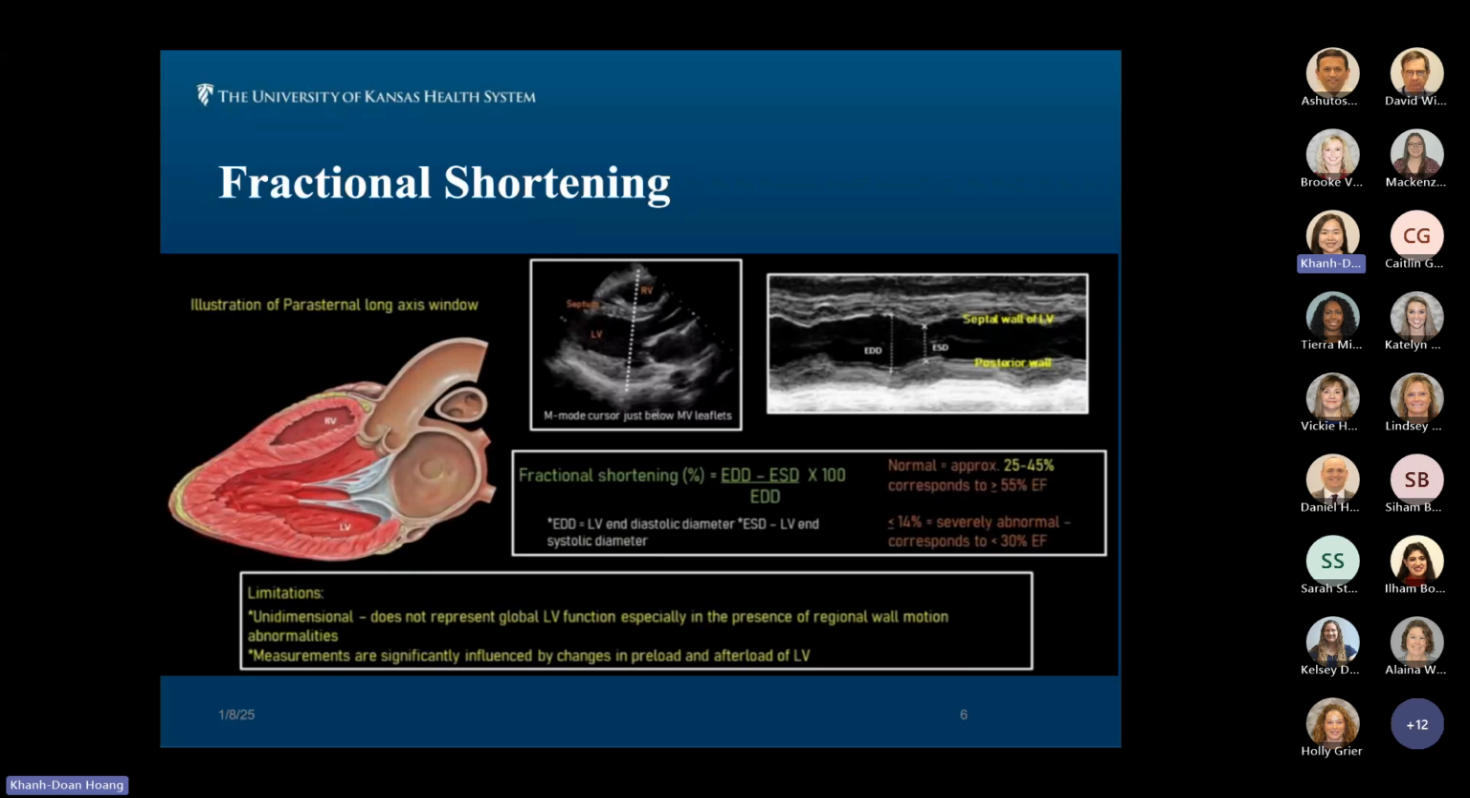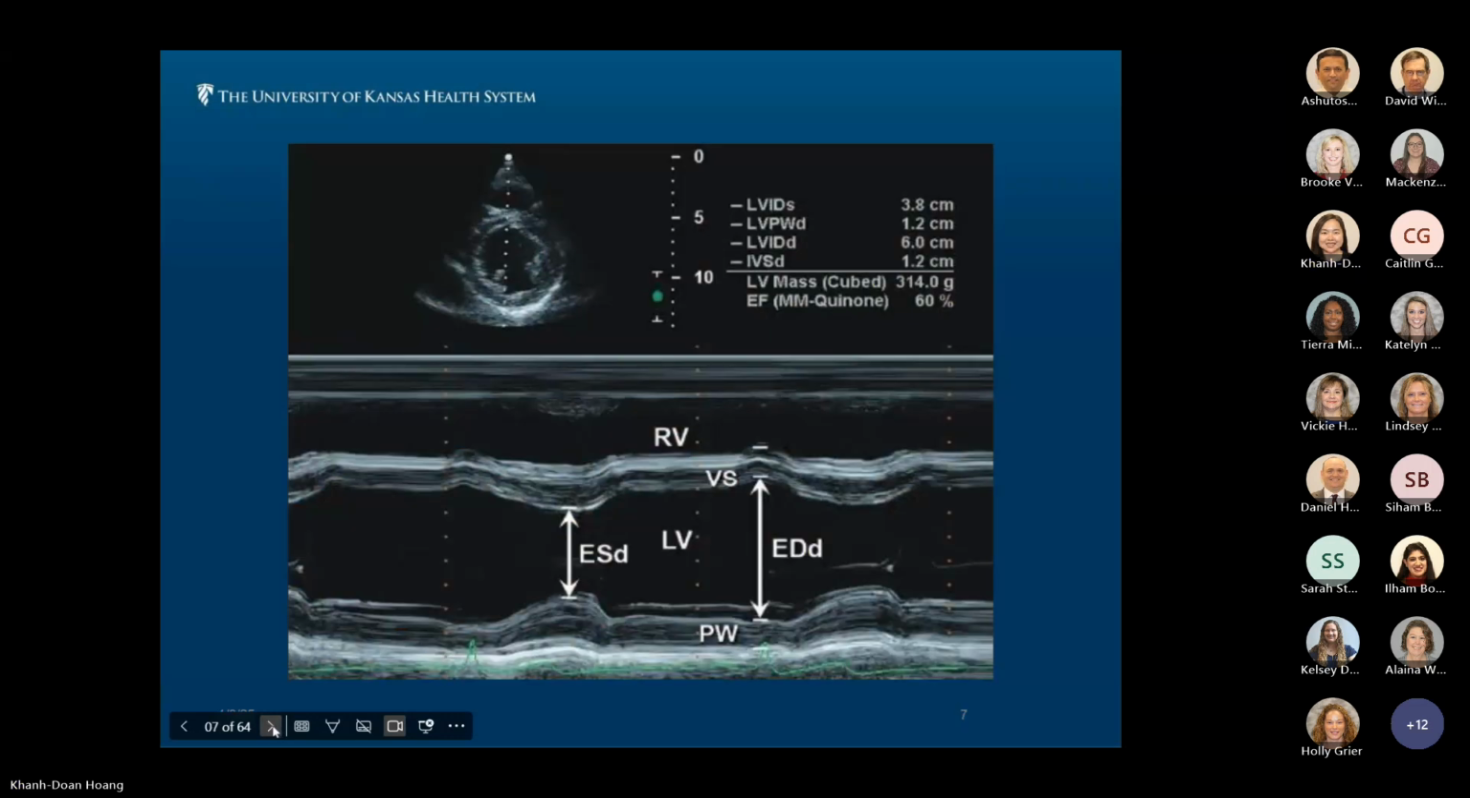So you can use this if the heart is either symmetrically good or symmetrically bad, so no significant isolated regional wall motion abnormalities. And you calculate it as end diastolic diameter, subtract end systolic diameter, and then divide by end diastolic diameter. And you can look at fractional shortening of the LV cavity in either the parasternal long axis or the parasternal short axis at the mid-papillary level.